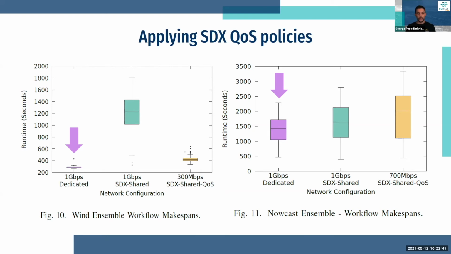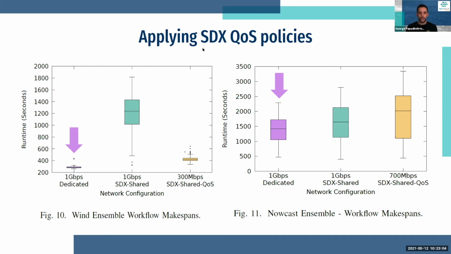And we can see that the wind ensemble that doesn't congest the network performs really well and really fast, while the nowcast ensemble that congests the network has a great variation in time executions, and also it takes way longer.